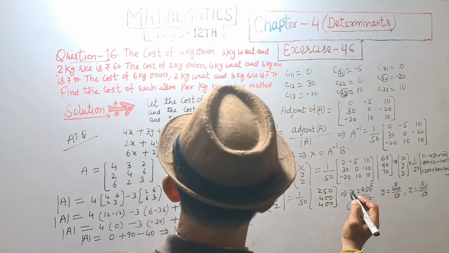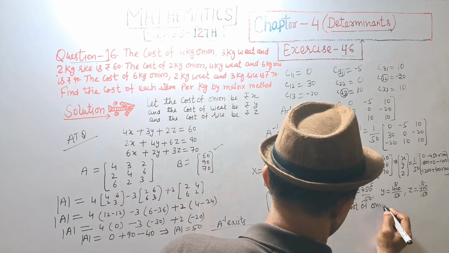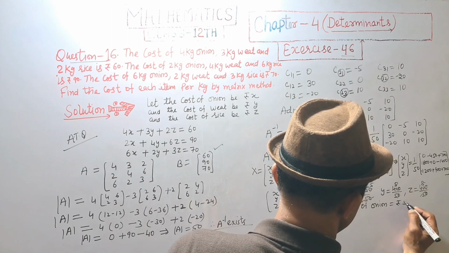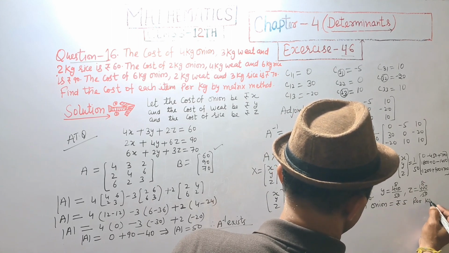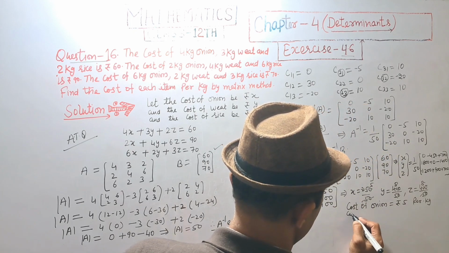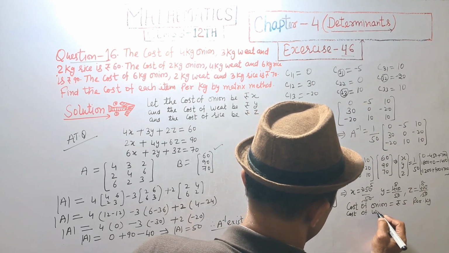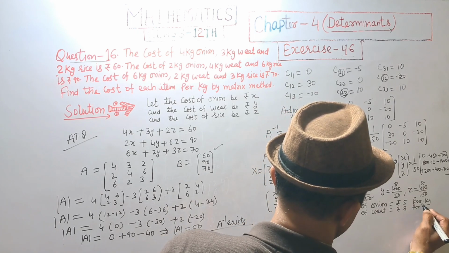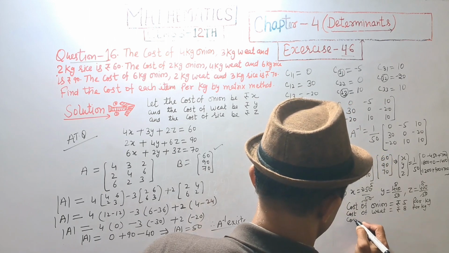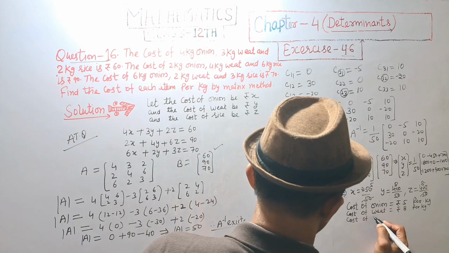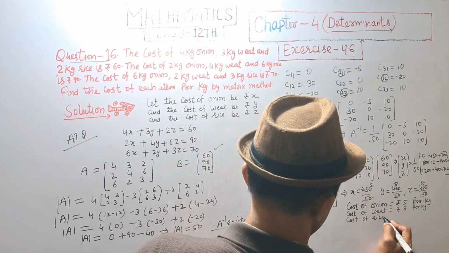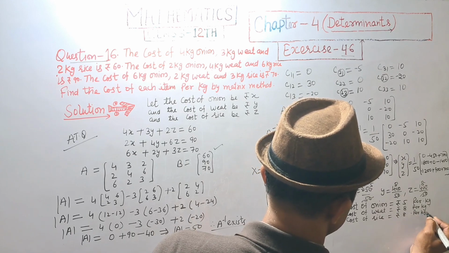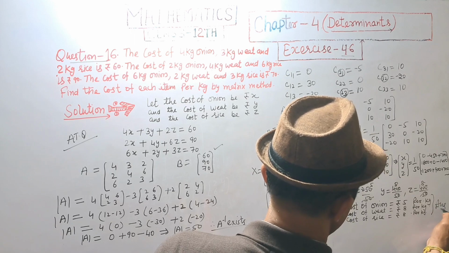Cost of onion is equal to rupees 5 per kg. Cost of wheat is equal to rupees 8 per kg. Cost of rice is equal to rupees 8 per kg. Answer.